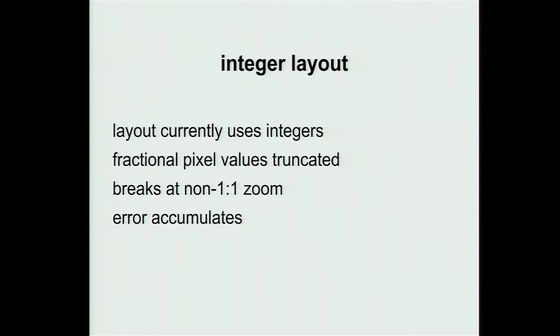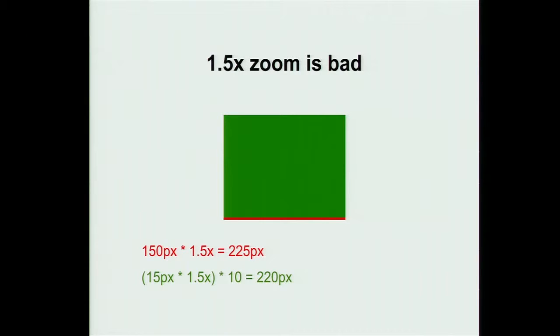it uses integers, which represent pixels, which makes sense because ultimately we're going to render on pixel boundaries. So when there's a fraction of a pixel, we truncate. That's only a problem when you start zooming, for the most part, but it allows error to accumulate. If you truncate one object, the most you're going to be off by is 1 pixel, right? You multiply by 1.5x, and you'll get some remainder, but it will only be 1 pixel.